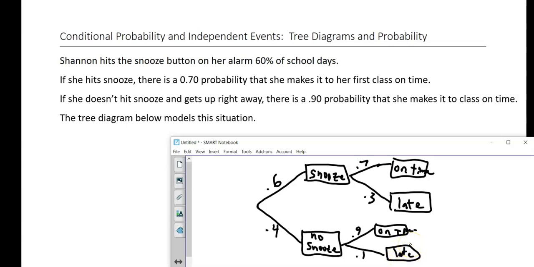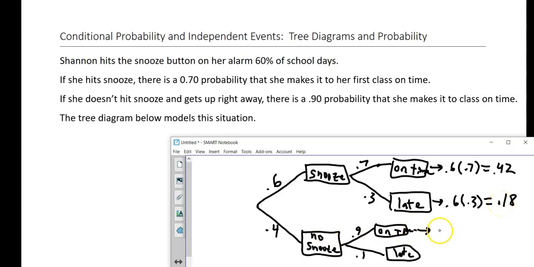Now, they don't tell you to do this, but I'm telling you this is a smart move. At this point, you want to multiply all these. So this would be 0.6 times 0.7, which is 0.42. The chance of both of those things happening, snoozing and on time, is 42%. You just multiply the branches. So 0.6 times 0.3 is 0.18. So there's an 18% chance that you snooze and you're late.